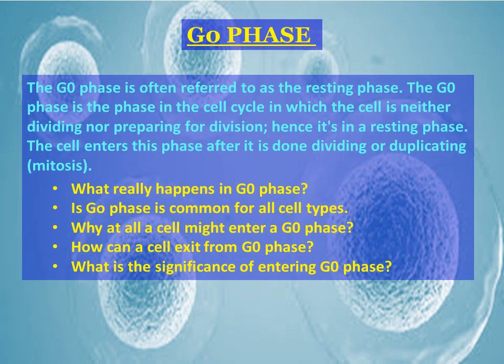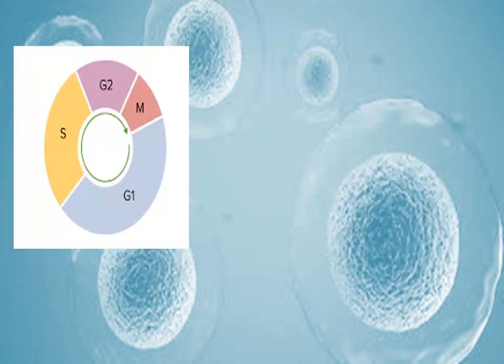And what really happens in this G0 phase? Is the G0 phase common for all cell types? Why at all might a cell enter a G0 phase? Or how can a cell exit from a G0 phase? What is the significance of a cell entering into a G0 phase? To answer these questions, let us consider that not all cells adhere to the classic cell cycle pattern in which a newly formed daughter cell immediately enters the preparatory phases of interphase and follows the mitotic phase.